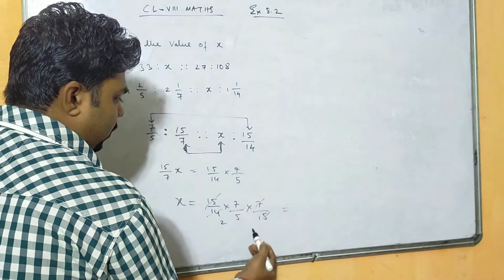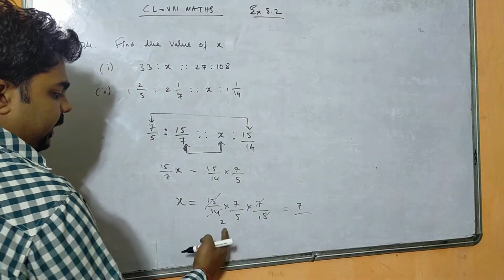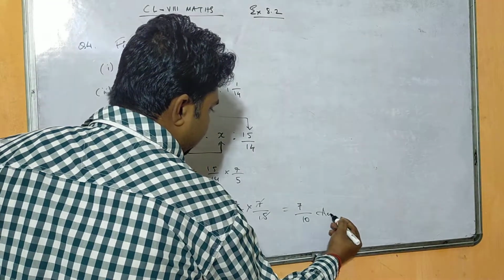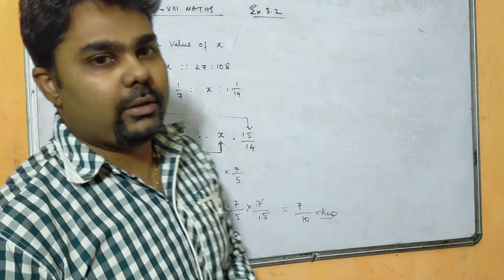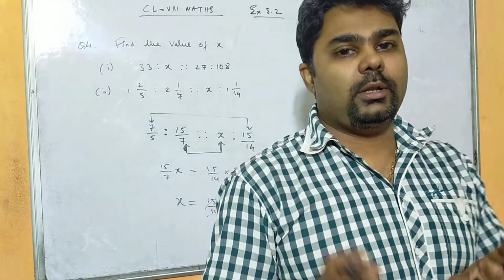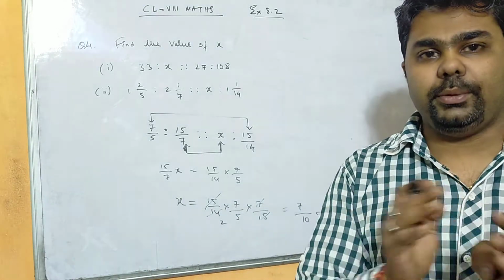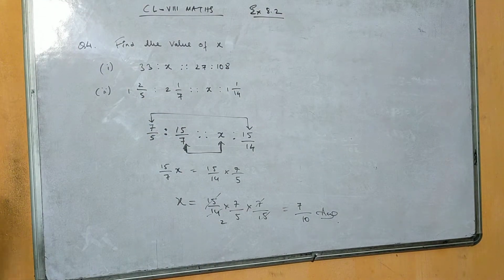This 15 and 15 got cancelled. So what is left here? In the numerator 7 is left and in the denominator 2 fives are 10. So 7 by 10 is the answer. This is how we get the value of x. First we multiply the extreme numbers, then we multiply the mean numbers, then we cross multiply. On doing so, we will get the value of x.